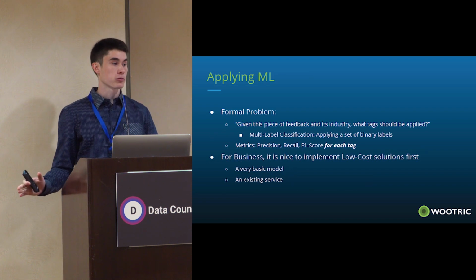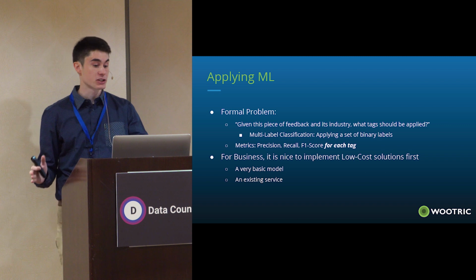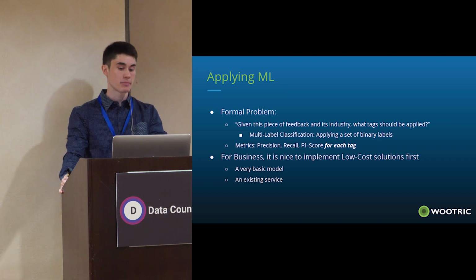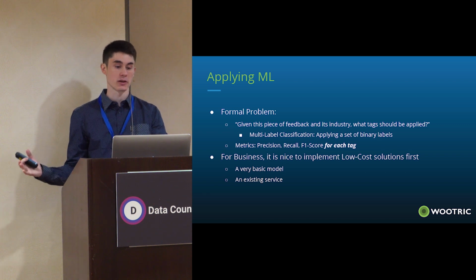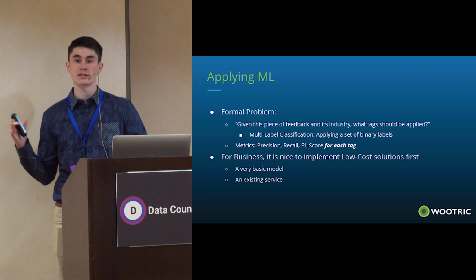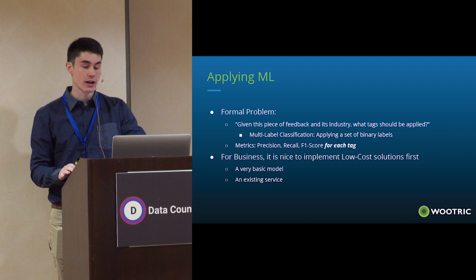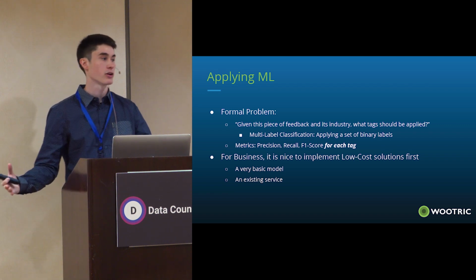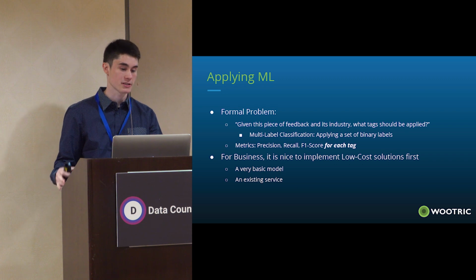Now, our formal problem that we use machine learning to solve is, given a piece of feedback and its industry, what tags should be applied. We'll discuss this problem in general because it's a little bit easier to focus on, and then at the end, we'll round it out with how we also incorporate sentiment analysis.